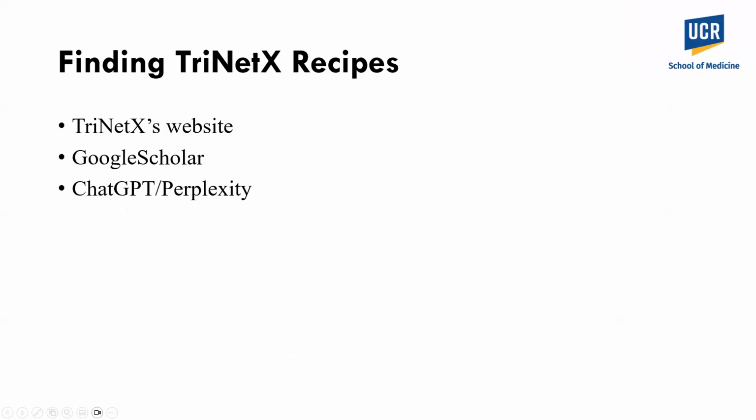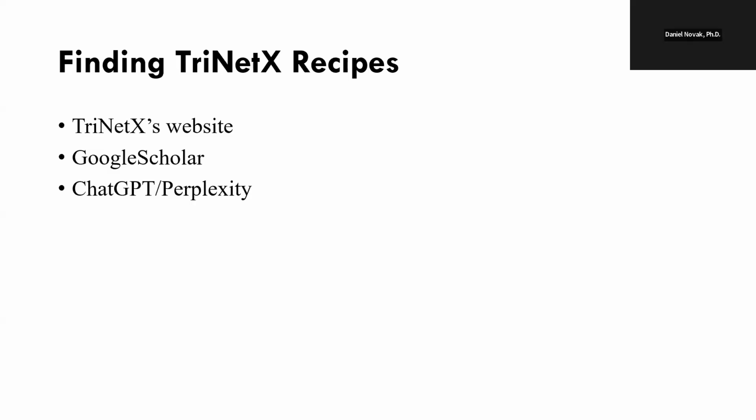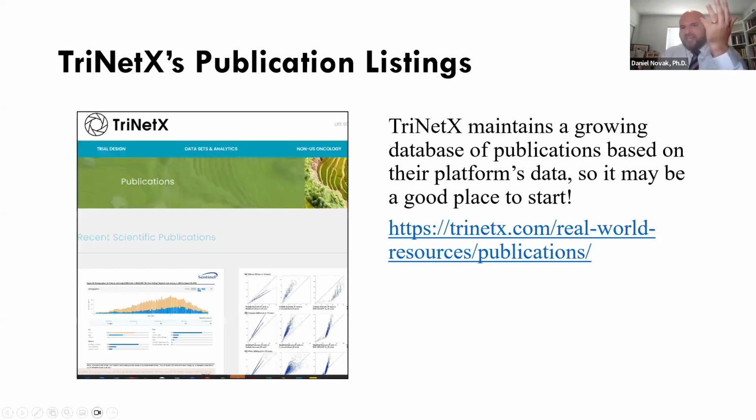As I said a little earlier, you can find TriNetX recipes through TriNetX's website, where they have a comprehensive group of studies that have used TriNetX. You can use Google Scholar to find them, and also ChatGPT and Perplexity to identify existing studies, more Perplexity than ChatGPT. So I really recommend starting with a recipe and using that to build forward.